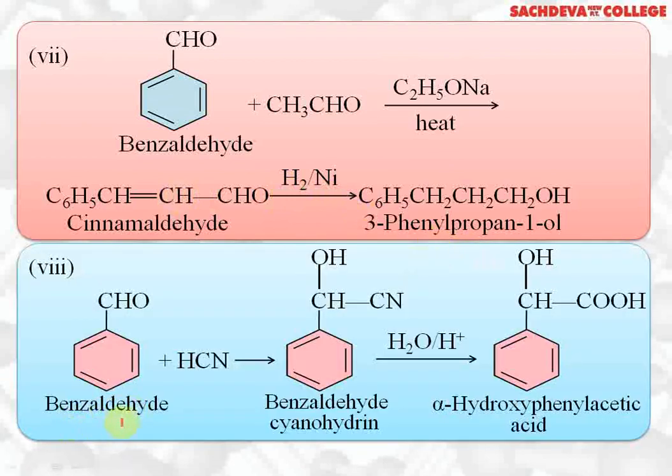Next conversion, we want benzaldehyde to alpha hydroxyphenyl acetic acid. So first we are reacting it with HCN. Nucleophilic addition reaction will take place with benzaldehyde. We will get benzaldehyde cyanohydrin. And the cyanide group on acidic hydrolysis gives carboxylic acid. So this is alpha hydroxyphenyl acetic acid.